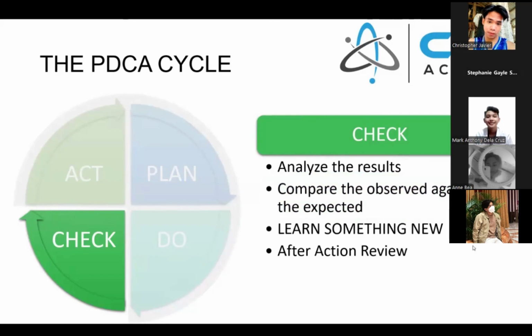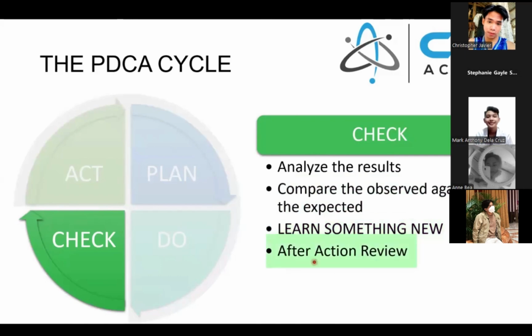But if the observed results are different, now it's time to have a conversation about why, so that we can learn something new. This is the next part. This study phase or this check phase is really when we're supposed to learn something new about our process so that we can make improvements, okay?